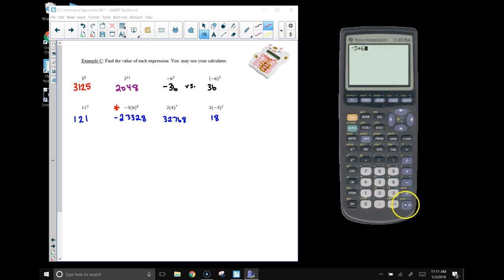If you do -3 times 6, hit enter, and then hit tilde 5, you're going to get a really, really big number. Because you're saying that you're taking this -3 times 6 to the 5th power. But in reality, what's the thing going to the 5th power? It's just the 6.